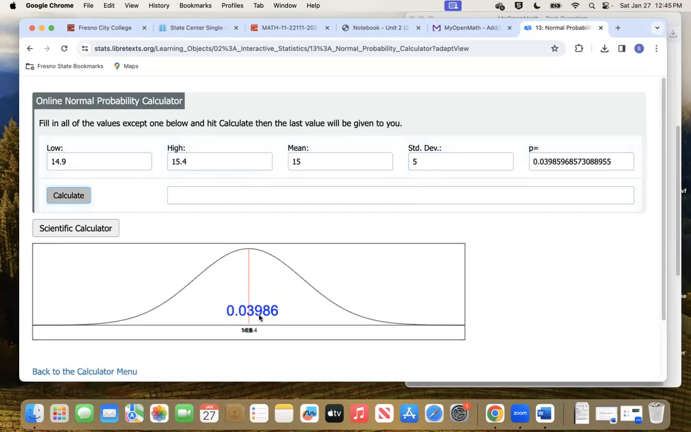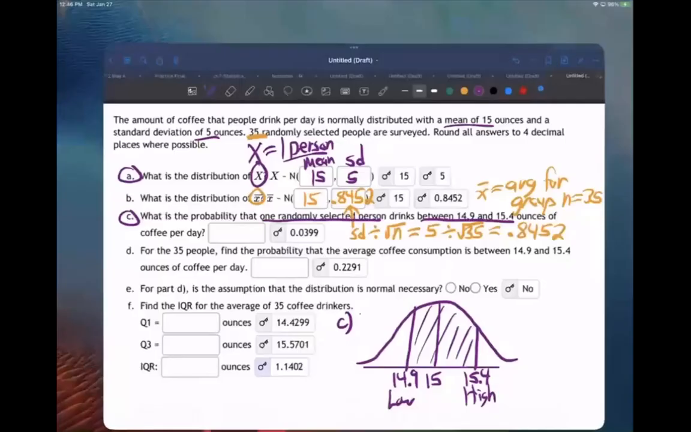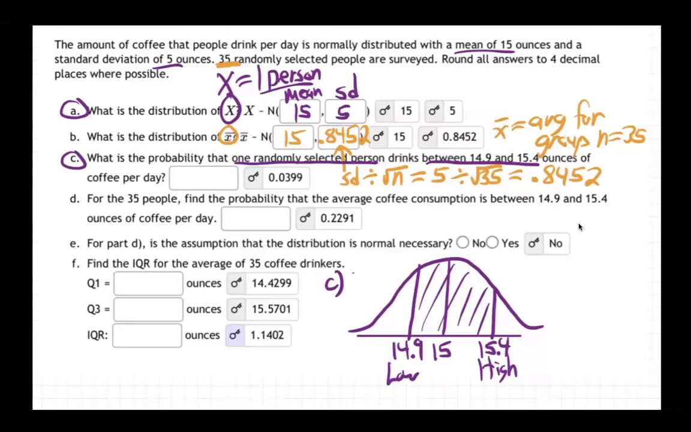So it's actually a very narrow little region. 0.0399, you'd round that off to. So that's right. Let's go back. I made it look all wide on my graph, but it's actually very narrow on the real graph. Okay, so there's that answer. Again, that was one randomly selected person. That's what part A is about. One person. X is one person, not X bar, but X. And for that, you use standard deviation 5, because that's the deviation from one person to another.